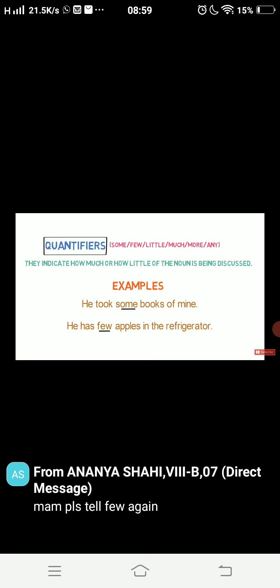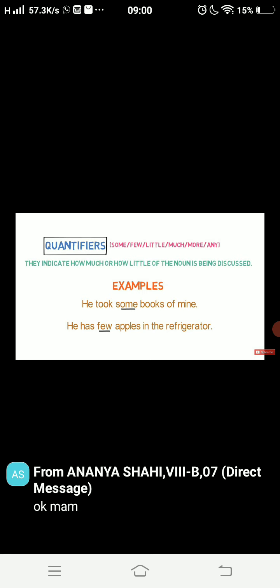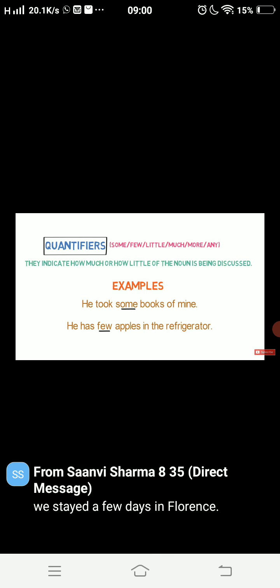Few means not many. You consider few in negative form. It has a negative meaning. He has read few books. It means he has read nothing. Few men can keep a secret. It means no one can keep a secret. Few men can keep a secret. It means not so many.